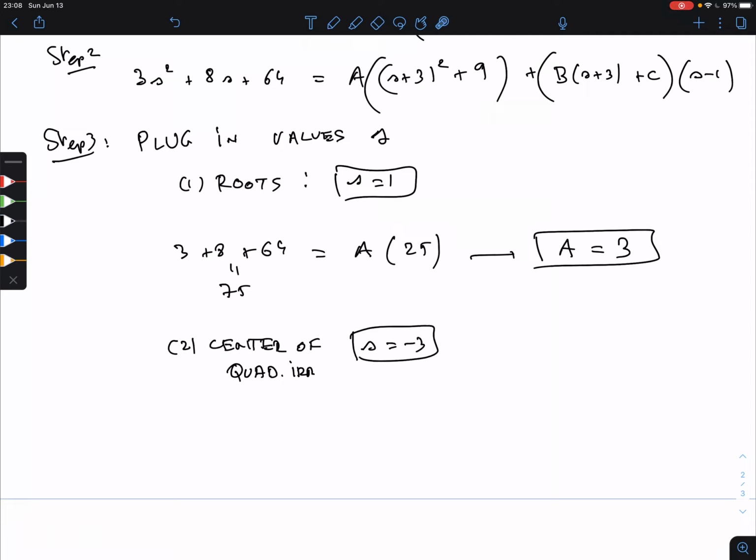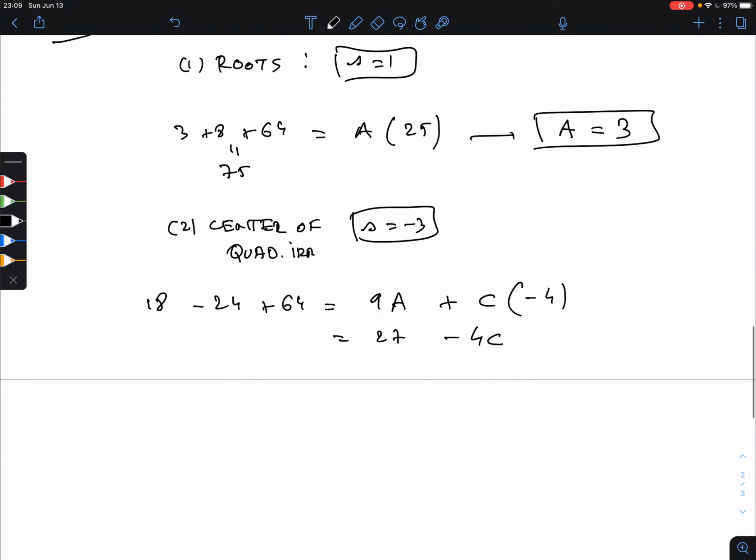Remember, this is s minus -3. Or if you want, what makes this 0? Namely s equal to -3. Okay, we plug in both sides again. That is 18 minus 24 plus 64 is equal to, now what is the advantage? That the s plus 3's cancel. So we have 9a, there's no b, this part cancels. And then we have c times -3 minus 1, that is -4. Now we know that a is 3, so this is 27 minus 4c. So what does this all give me?